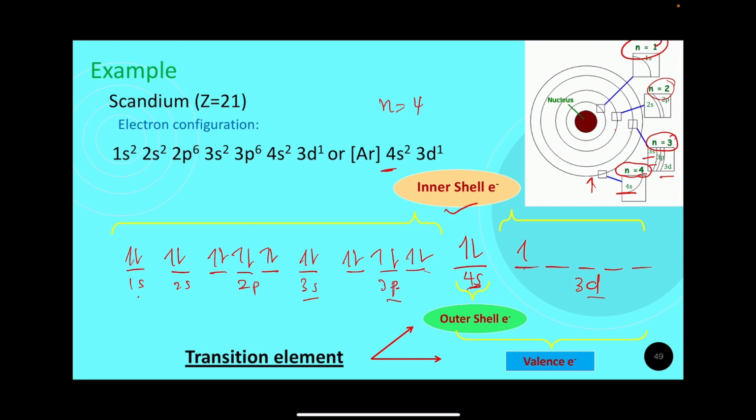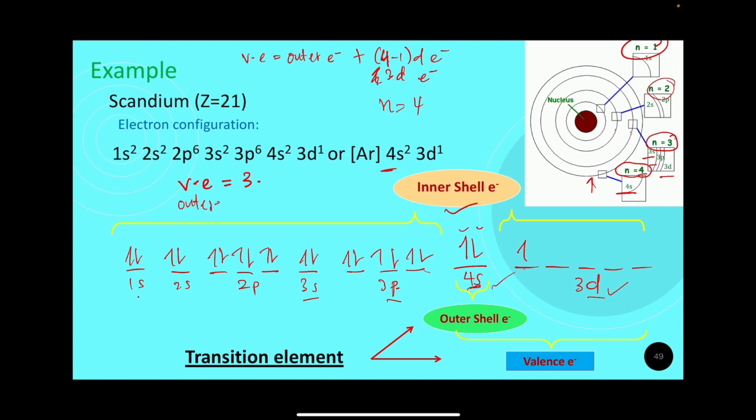Next, about the valence electron. As I said earlier, for a transition element, the valence electron is the number of outer electrons plus the (n-1)d electrons. That means the outer electrons in 4s and the (n-1)d, which refers to the 3d orbital. n-1 means the largest n, 4, minus 1, so this is the 3d orbital electrons. So we count the 4s orbital and 3d orbital, and the valence electron for scandium is 1 + 2 = 3 electrons.